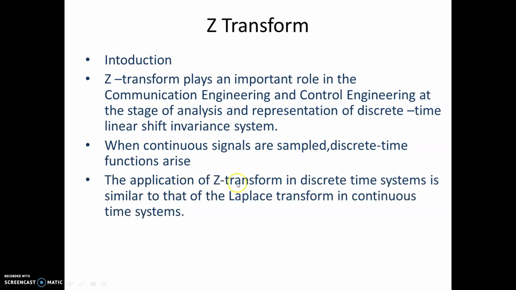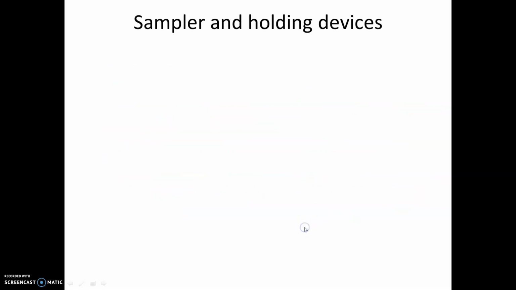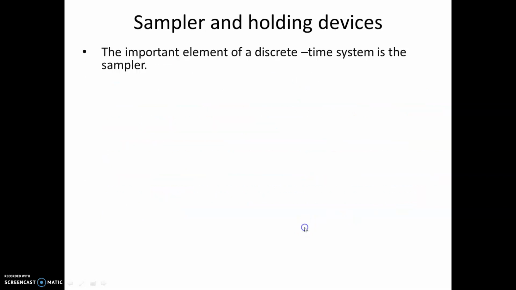The application of Z transform in discrete time systems is similar to that of the Laplace transform in continuous time systems. Already we have studied Laplace transform techniques in engineering mathematics. The Laplace transform is used in continuous time systems, but the Z transform is used in discrete time systems. The important element of the discrete time system is the sampler. So next we see the definition of sampler and holding devices.